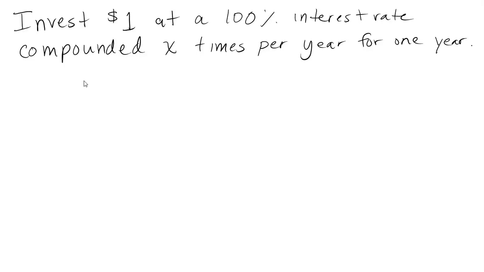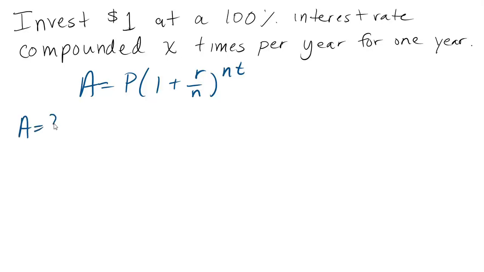We know that when the interest is compounded a finite number of times, we use the model A equals P times 1 plus R over N to the NT power. A is unknown. The principal is just $1. The interest rate is 100%, which as a decimal would be represented by 1. N is X. We're letting the interest be compounded X times per year. And T is 1 year.